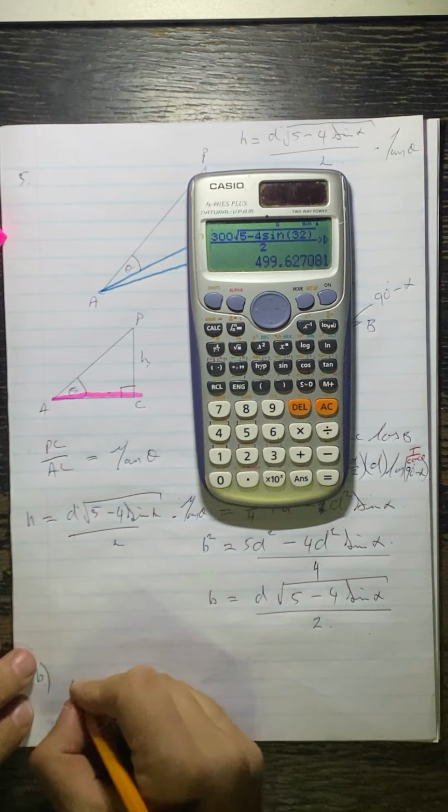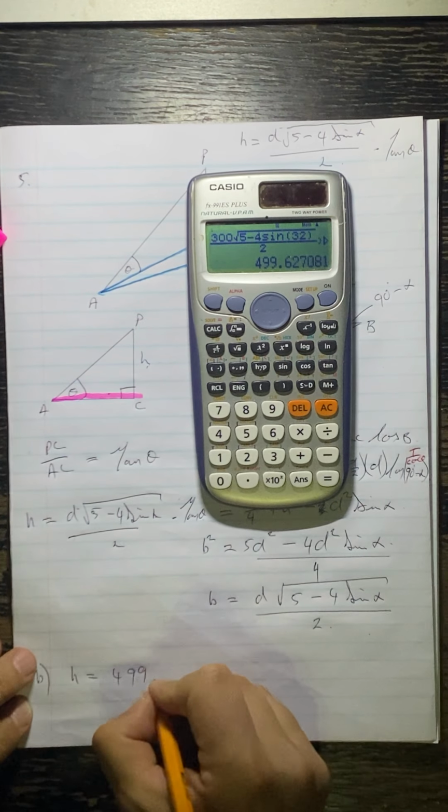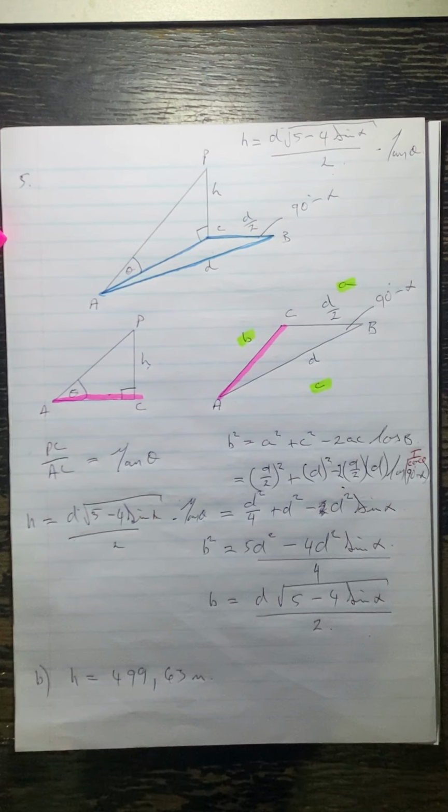So that means that H is equal to, and I'm just going to round this off to 2 decimals, 499.63 meters. Okay, as simple as that, guys.